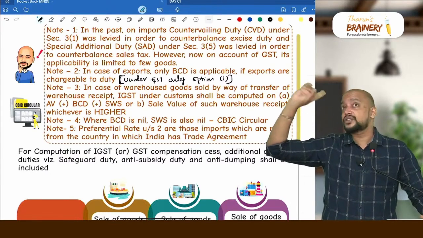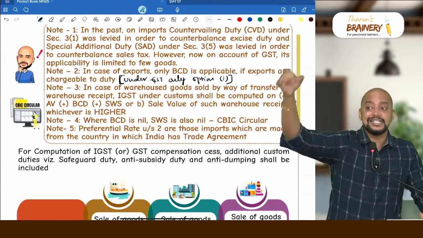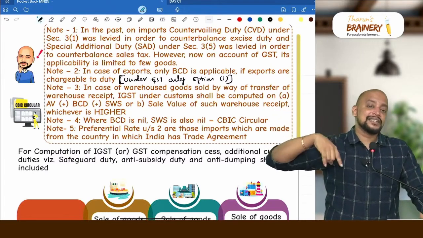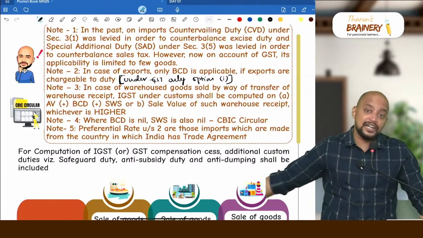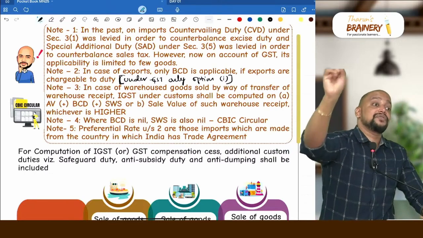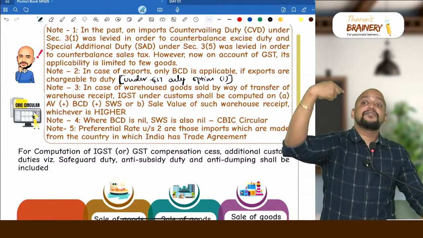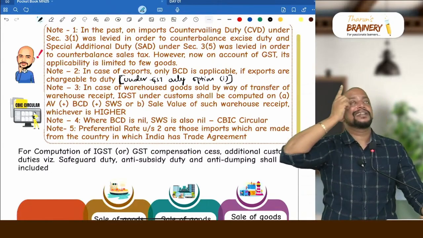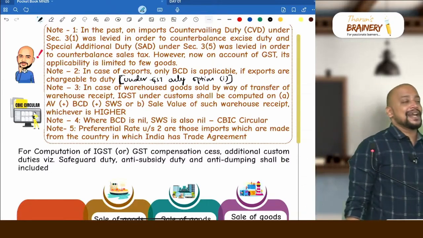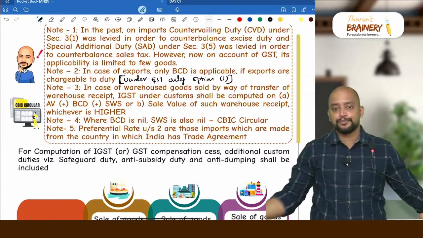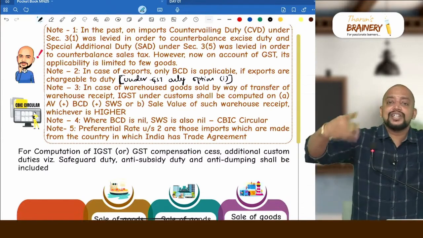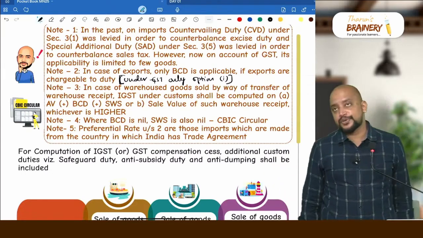Then in which case, sir, should $12,000 be taken? High seas. In case of high seas, when I transfer the document of title, then you need to take the price at which you purchased from me as the value for payment of customs duty. But in case of warehoused goods, it is the price at which the original importer has imported. Then for the purpose of IGST, it will change. What is that for the purpose of IGST?